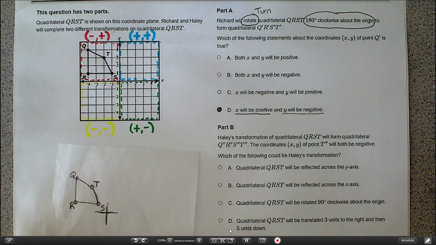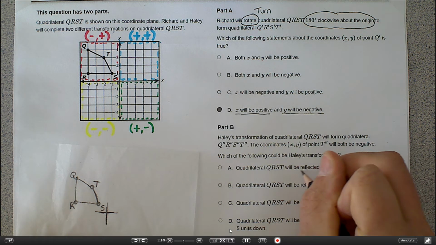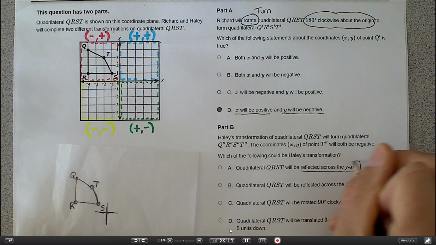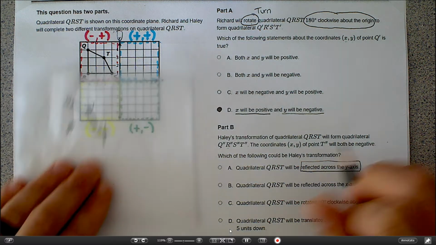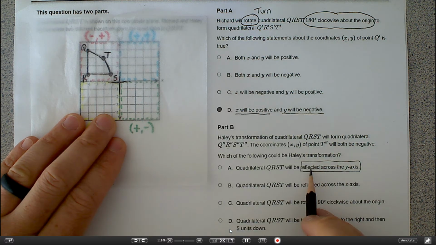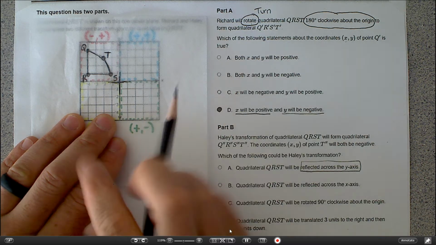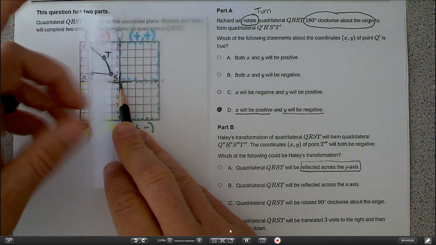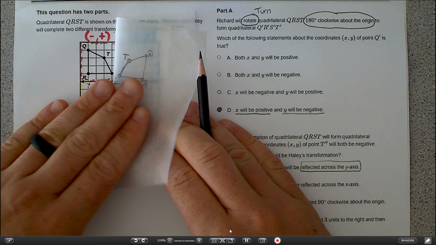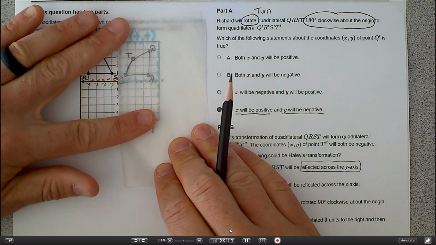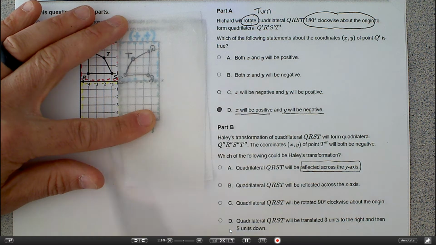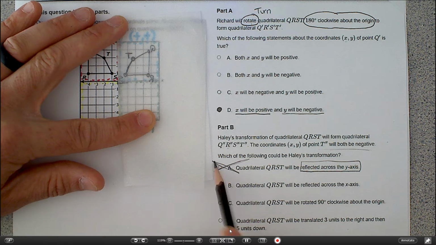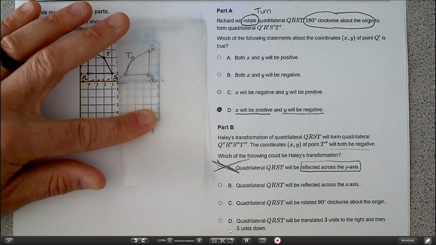So let's see which transformation it could be by doing each of them using our tracing paper here. The first one up is a reflection across the y-axis. So here's our y-axis. We're going to take this shape, and a reflection, different than a rotation, is when you sort of flip the shape. So you fold the paper over, and where does that end up? That ends up in the blue quadrant, which is positive, positive. And we know they're both negative, so it can't be A. We'll eliminate A as the wrong answer.